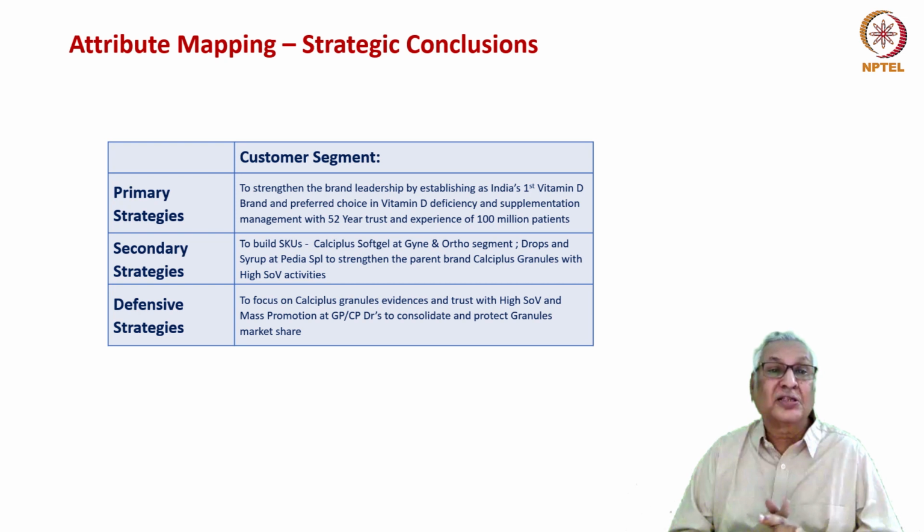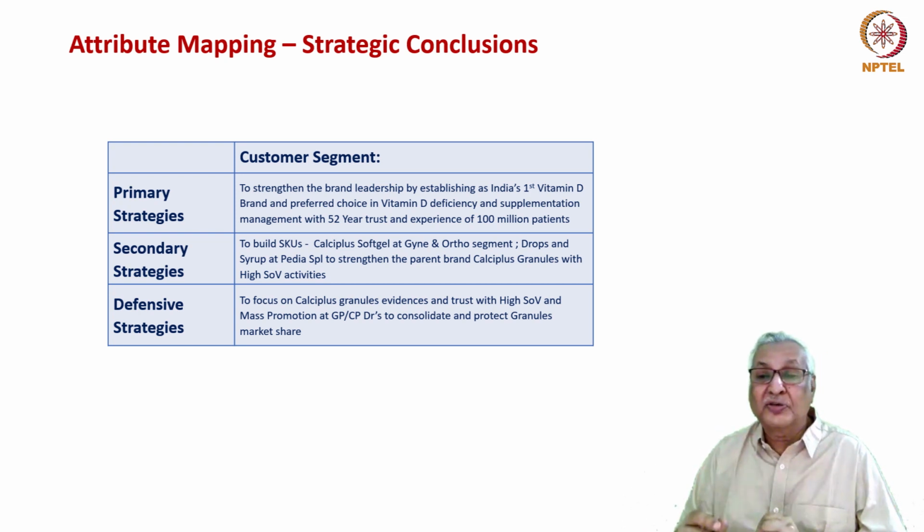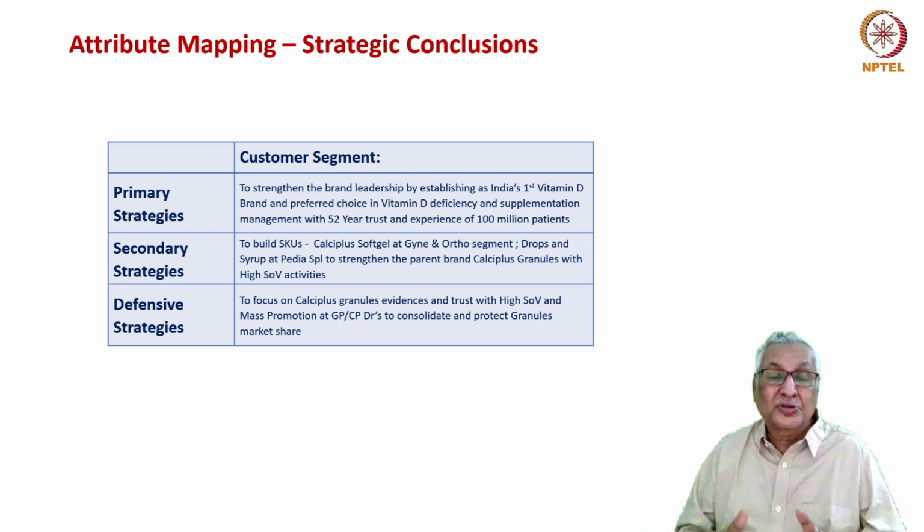Then you have to understand the customer segments' attributes. You have to strengthen, through primary strategy, the brand leadership by bringing into the patient's mind that this is India's first vitamin D brand, the preferred choice in vitamin D deficiency and supplementation management. The 52-year legacy and the experience of 100 million patients must be brought out. And what should be the secondary strategy? To build different SKUs to meet different customer requirements.